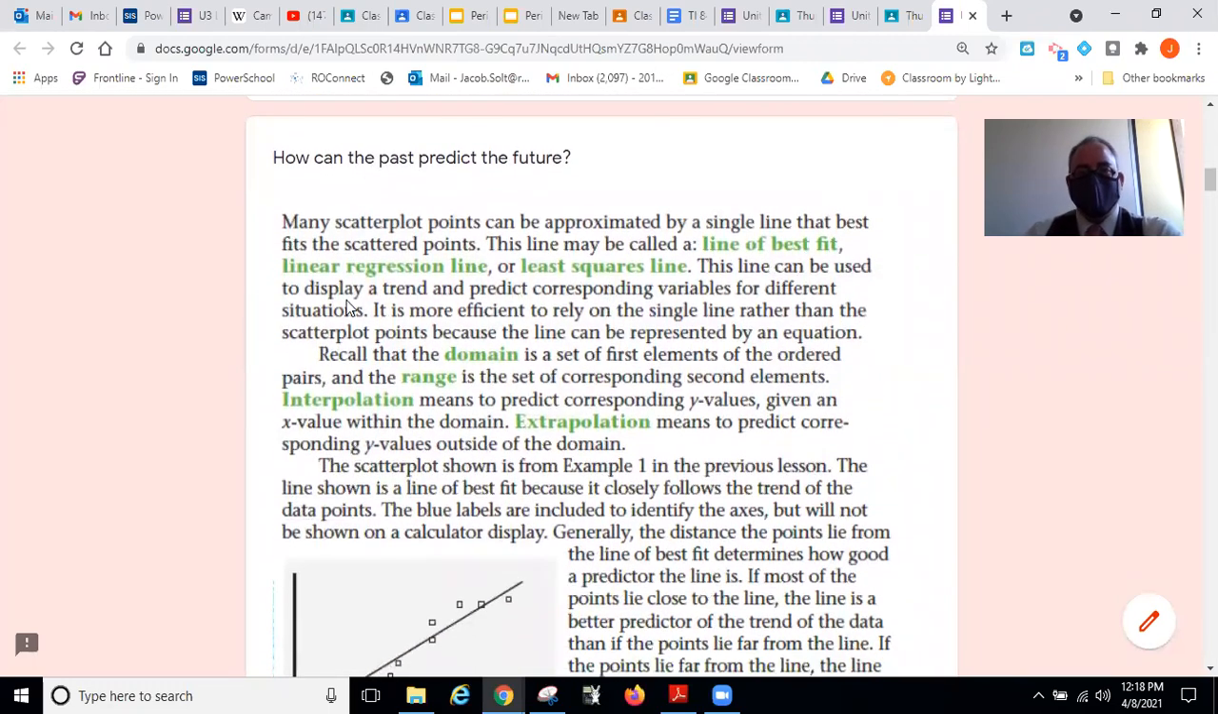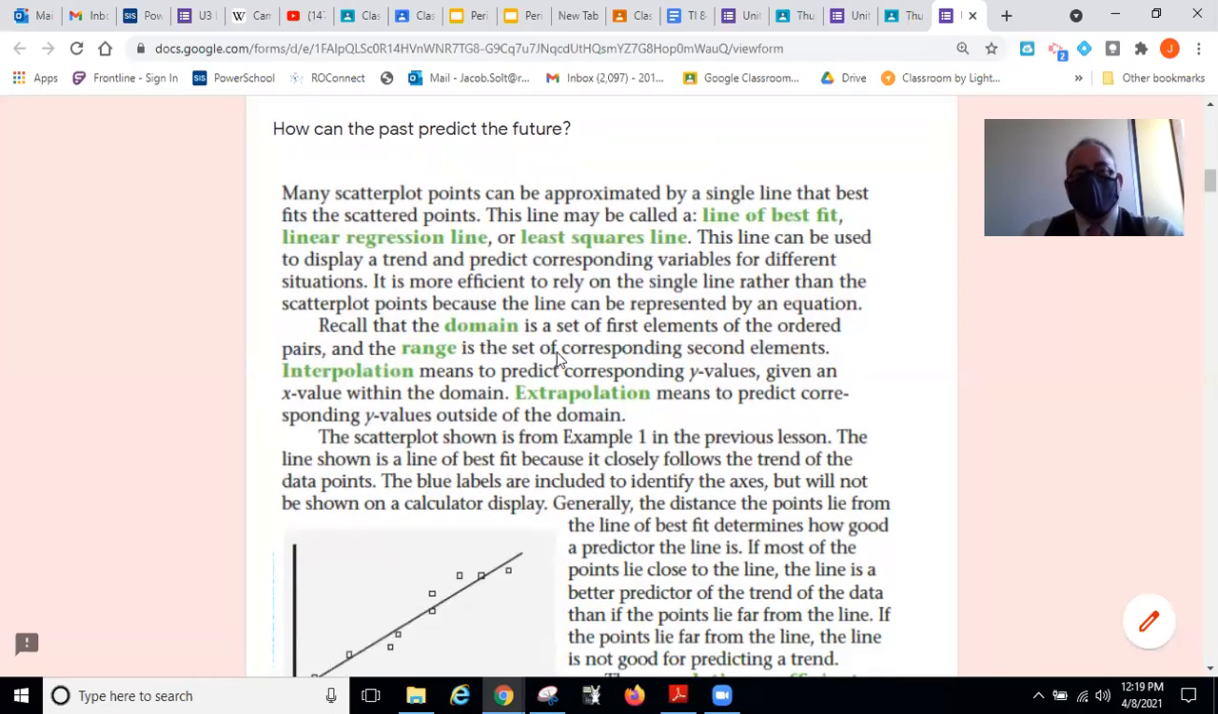All right, now we're talking about the line of best fit, the linear regression line. This line can be used to display a trend and predict corresponding variables for different situations. It is more efficient to rely on a single line rather than the scattered points because the line can be represented by an equation. Remember that y equals mx plus b stuff from Algebra 1?